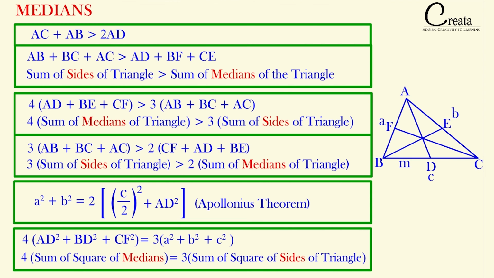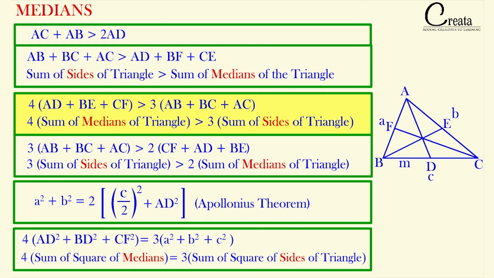So these are the relations that we have covered in this lecture. Total 6 relations we have covered. The first relation that we have covered is AC plus AB is greater than twice of AD. Here AC and AB are the two sides of the triangle and AD is the median. And this median AD is between these two sides, that is AC and AB. In other words, we can say the sum of two sides of the triangle is greater than twice the median, which is between these two sides. And based on this relation, we have derived our second relation. That is, the sum of sides of the triangle is always greater than the sum of the medians of the triangle.